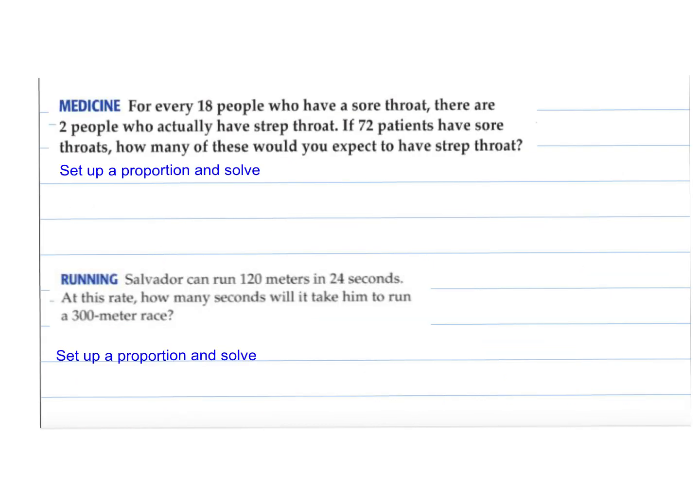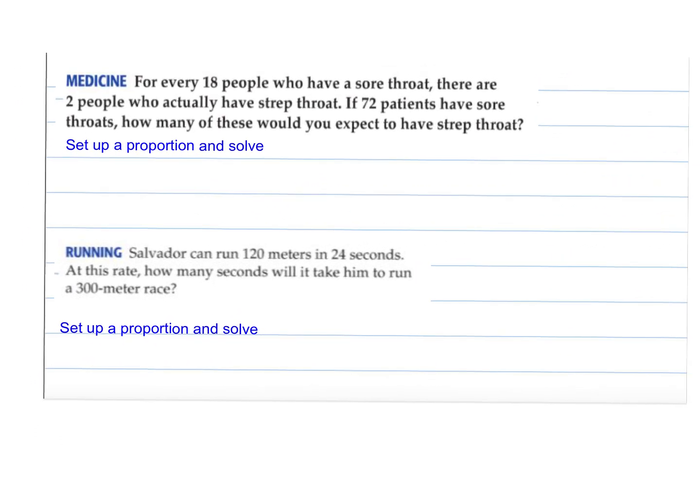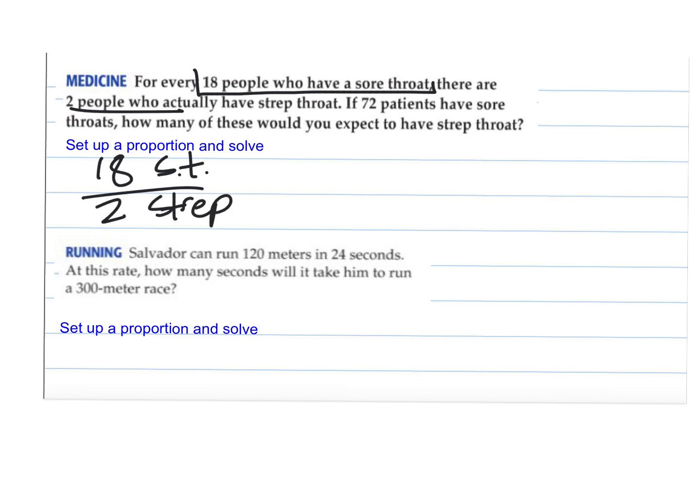And then lastly, we just want to be able to set up a proportion and solve it. For every 18 people who have a sore throat, there are 2 people who actually have strep throat. If 72 patients have sore throats, how many of those would you expect to have strep throat? So 18 people with a sore throat, 2 people actually have strep, equals, and we're told 72 patients with sore throats.